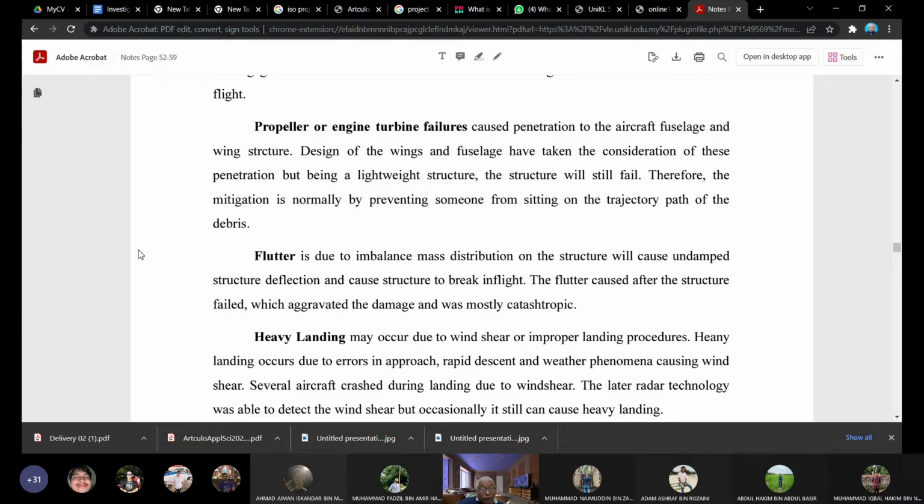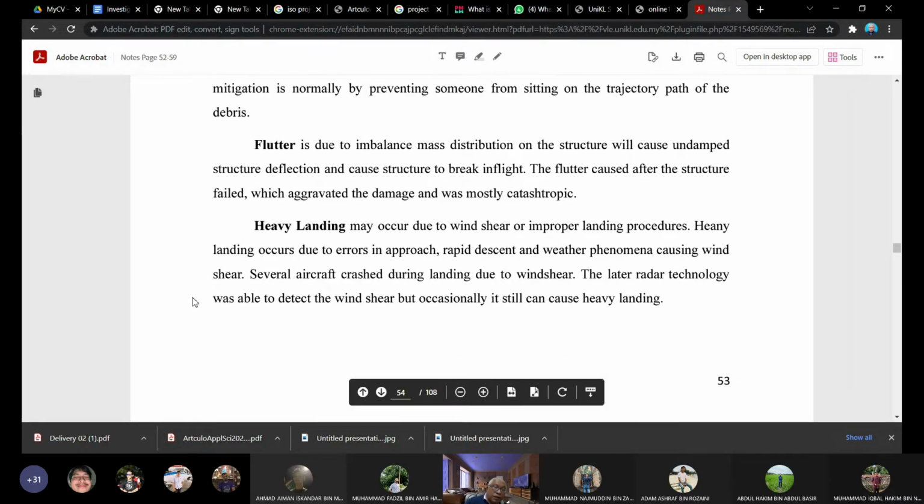You can see a video on YouTube where an F-117 Stealth Fighter completely broke off its wing because of flutter. And heavy landing is one of the common events because of the weather. Maybe the aircraft experiences wind shear as it gets close to the ground. In wind shear, the wind changes direction. The wind slams the aircraft into the ground, and that can cause a heavy landing.